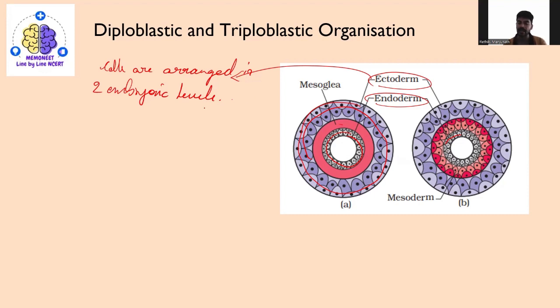You see an undifferentiated layer in the middle, present between the ectoderm as well as the endoderm. Those animals in which the developing embryo has a middle layer that is empty.